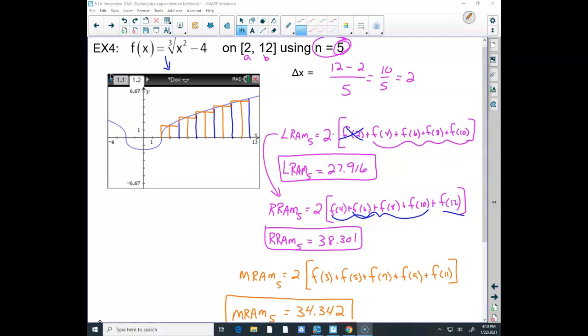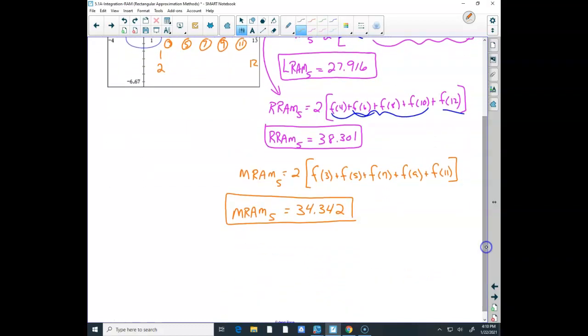If we're going from 2 to 12 with 5 rectangles, which are where the blue lines divide them out, use the midpoints of each one. 3 is my first functional height. Then I go 5, 7, 9, and 11. That brings me to my width times the sum of my heights in function form, dumped into my calculator. The mid-RAM is 34.342. And that should get us pretty close.